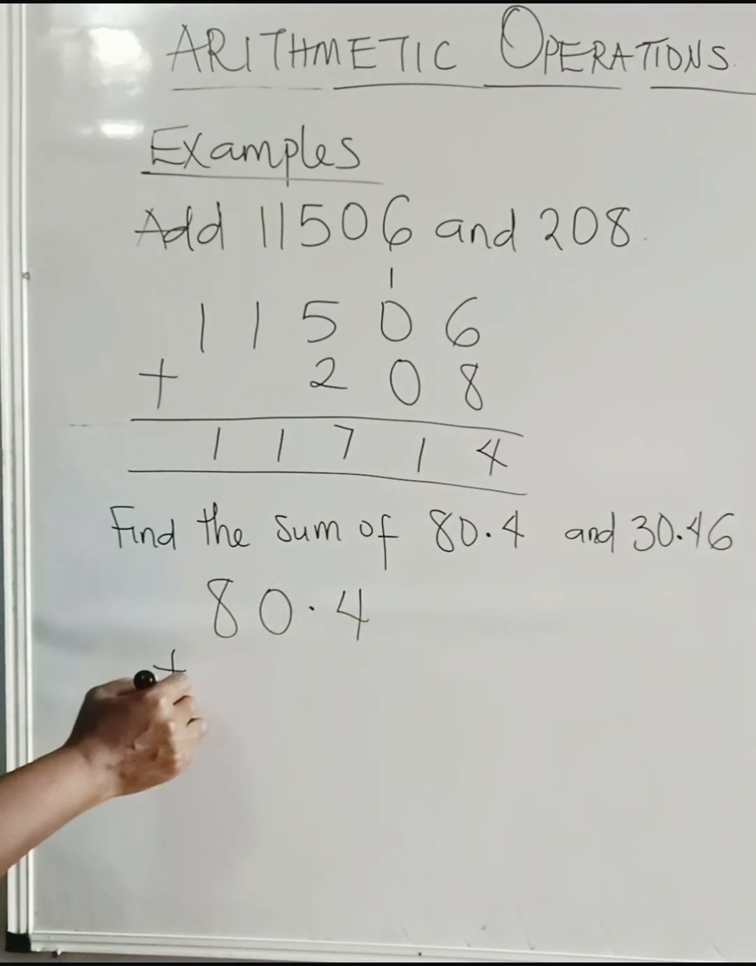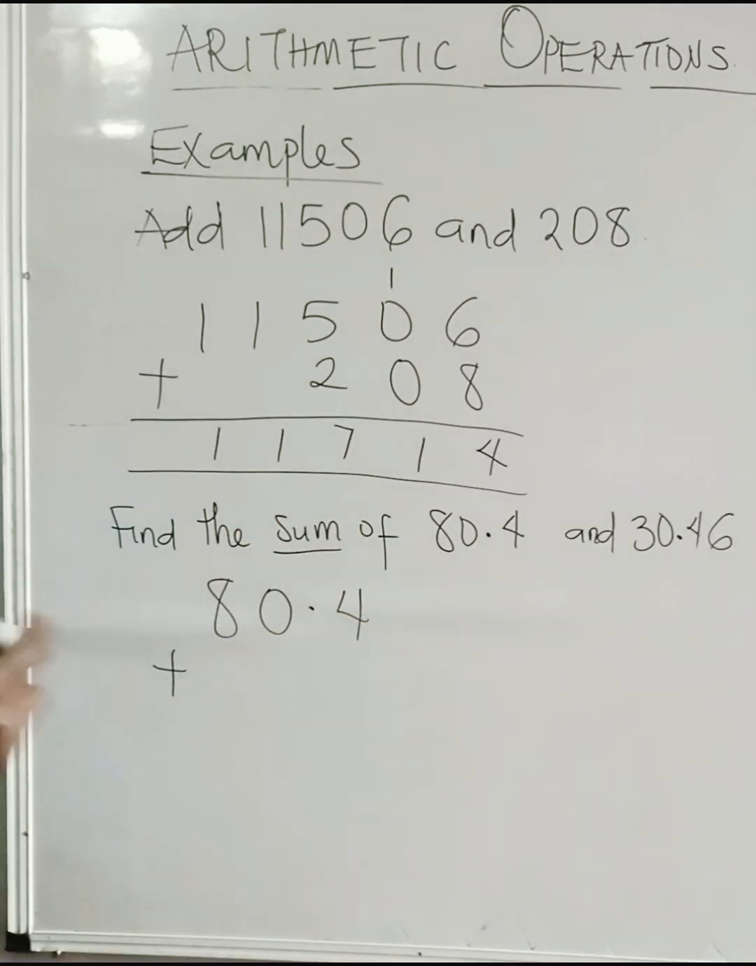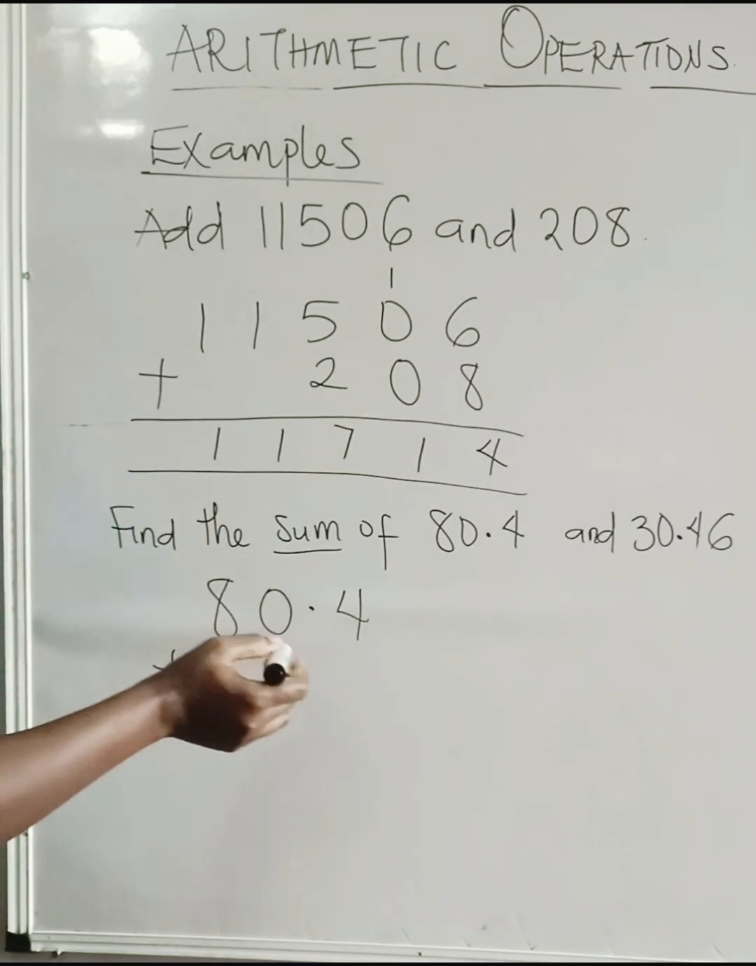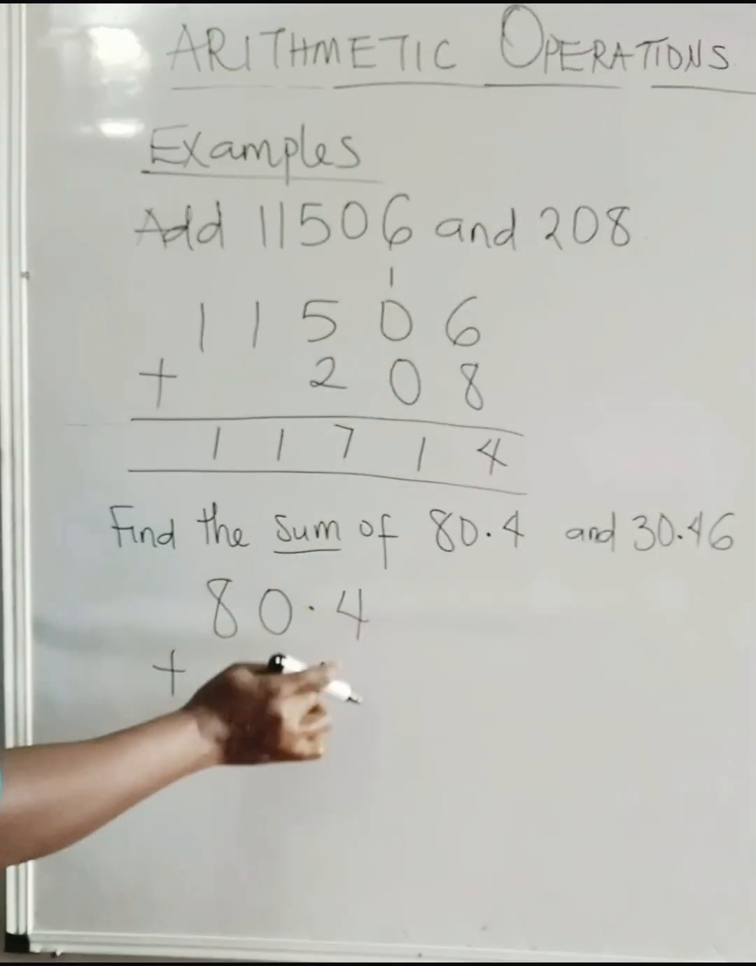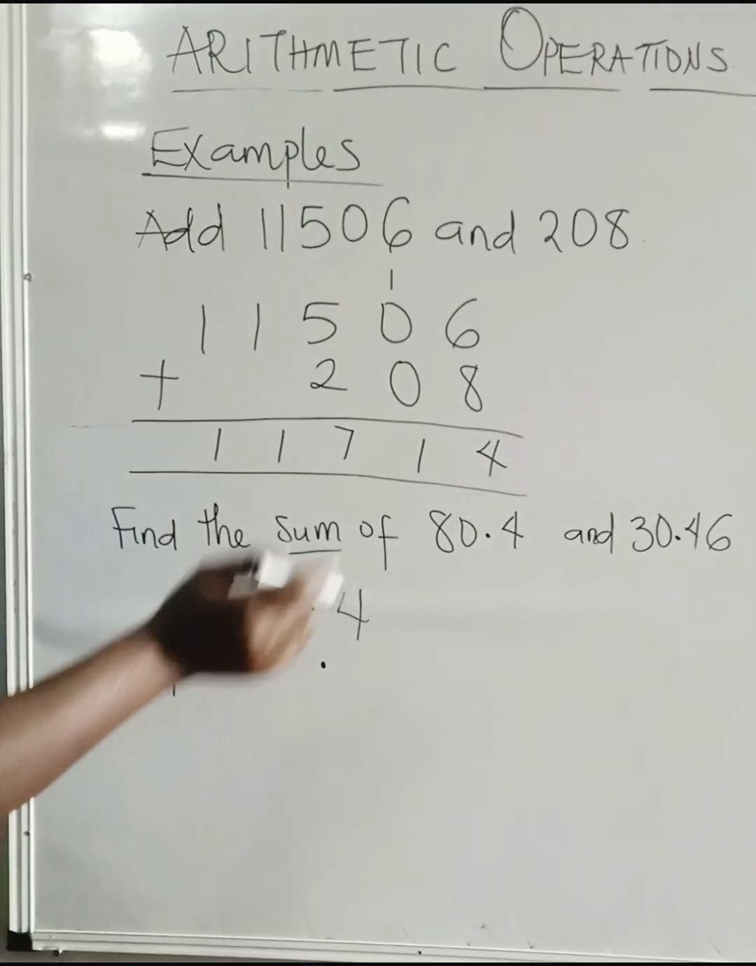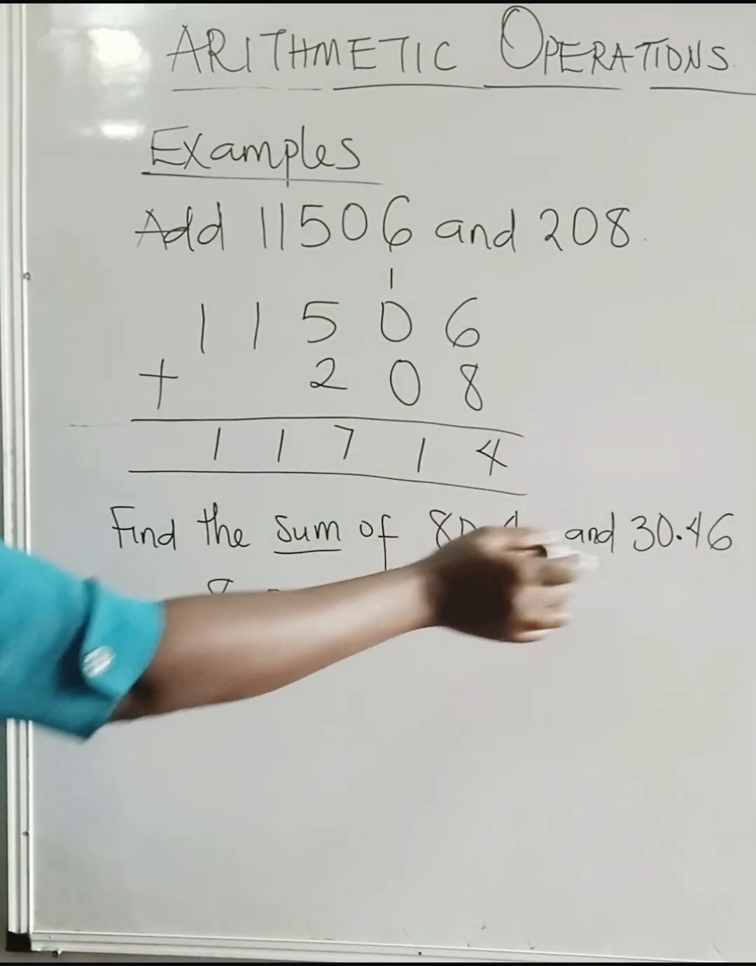80.4 plus, because of the sum, 30.46. Okay, because this is a decimal point, it's very essential that you align the decimal point. They must be in the same place. It's not okay because this one is 3 and this one is 4.